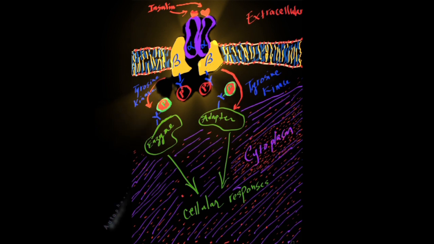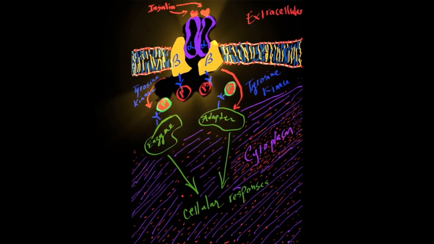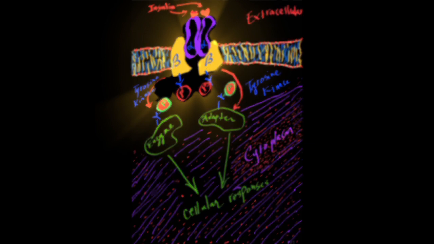That's called autophosphorylation, meaning the receptor phosphorylates its own subunits on specific tyrosine residues. These aren't loose tyrosines. They're part of the receptor itself, of the polypeptide making up the beta subunits. Very important. So that is a sign that the receptor has been activated.